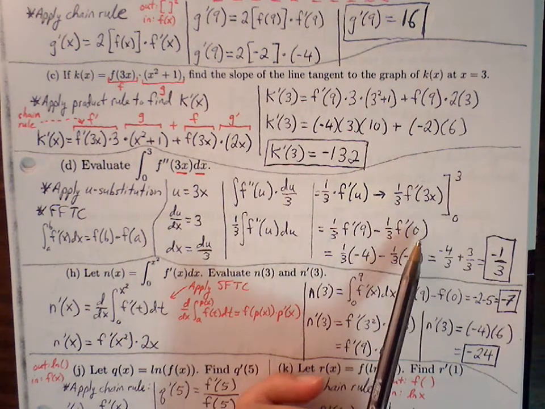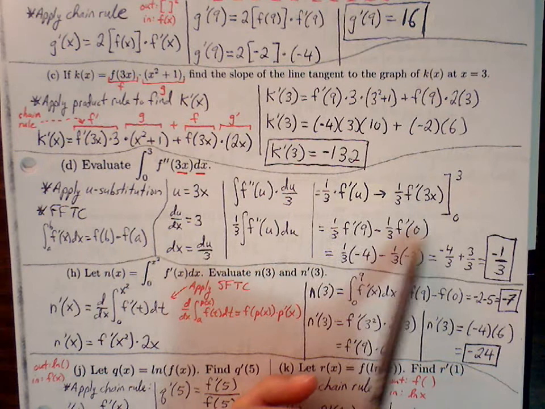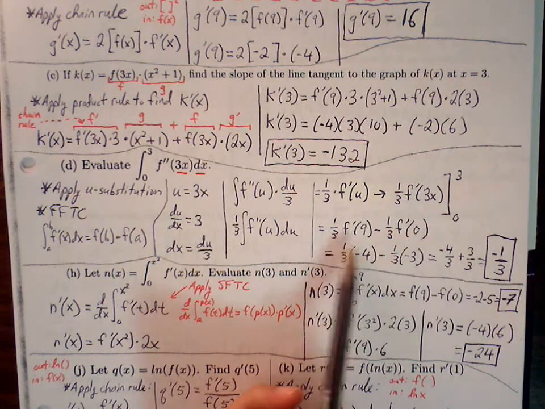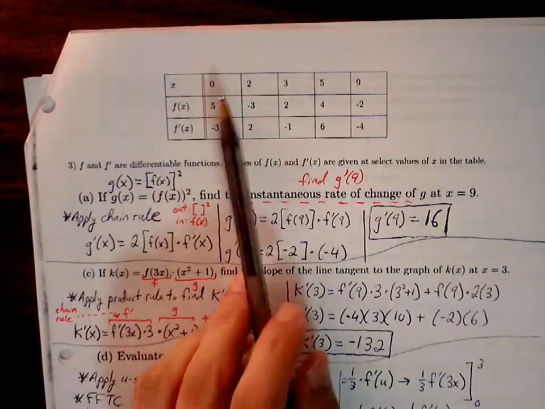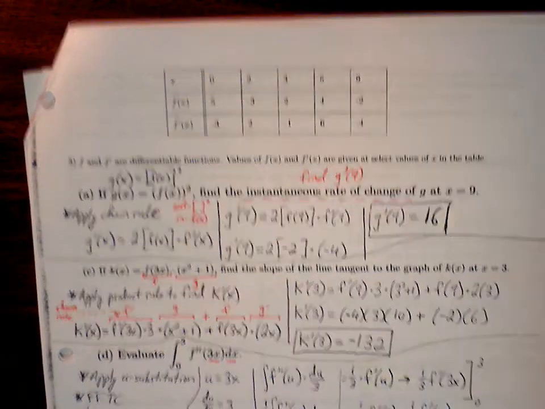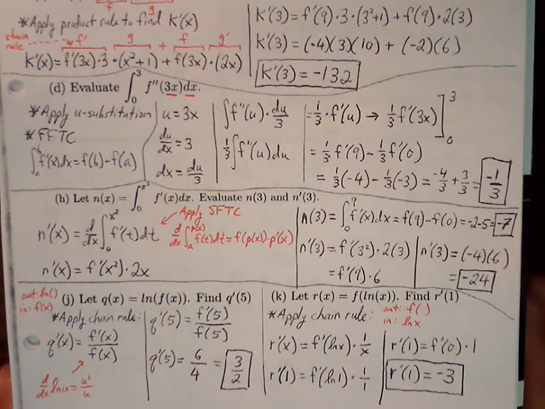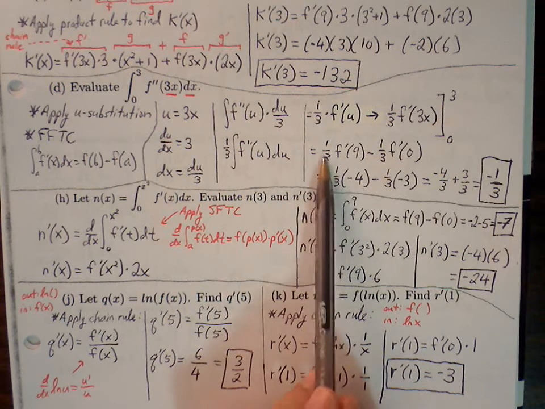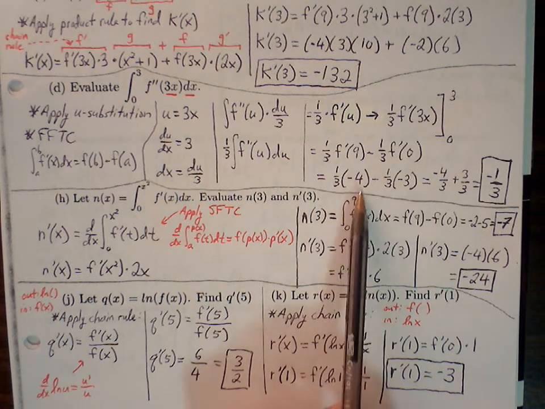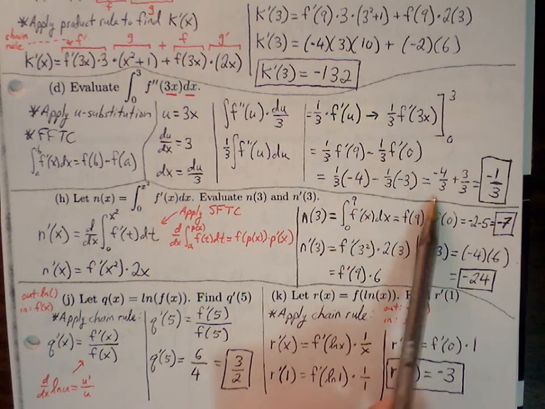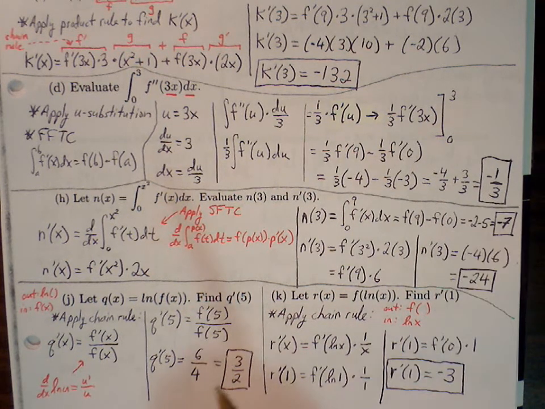So upper bound gets plugged in first. We get f prime of 9 minus lower bound, f prime of 0. F prime of 9, we look at our table, is negative 4. F prime of 0 is negative 3. Right, with the 1/3 attached in front of both, and we get 1/3 times negative 4 minus 1/3 times negative 3, which is negative 4/3 plus 3/3, which is negative 1/3.